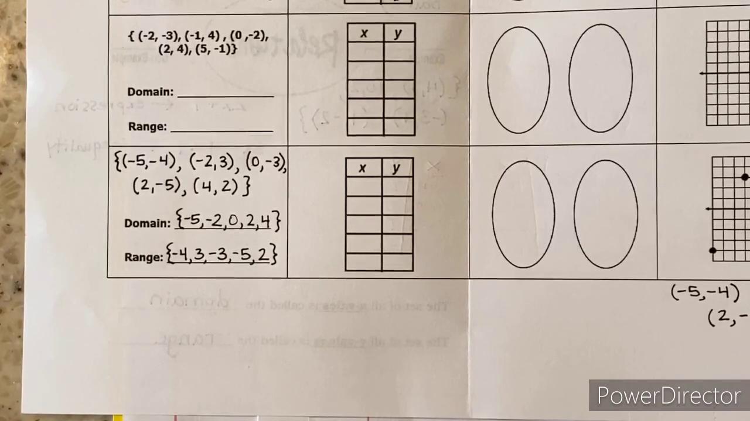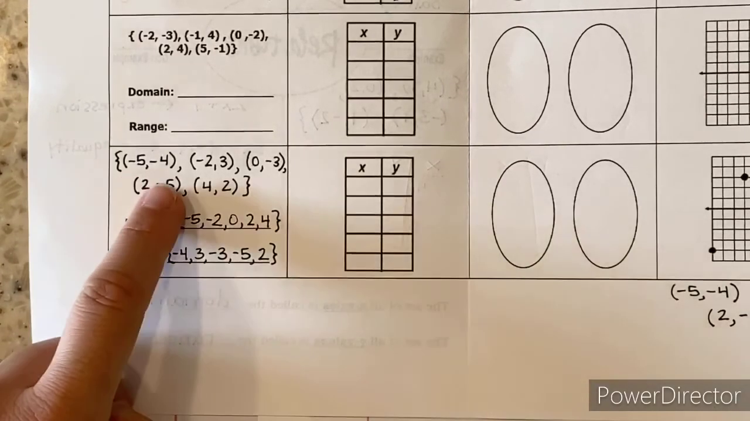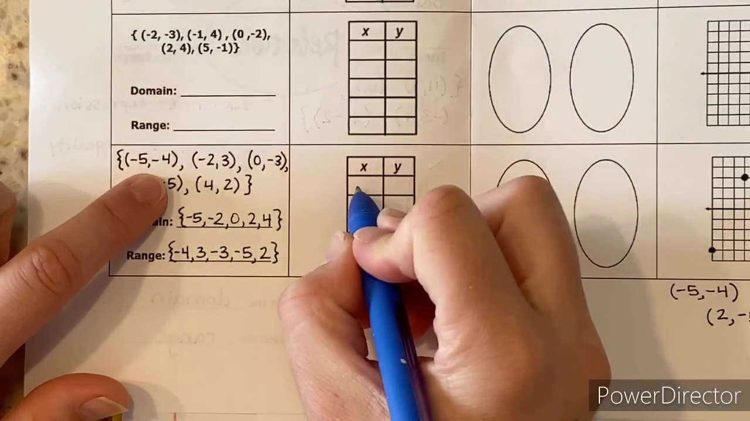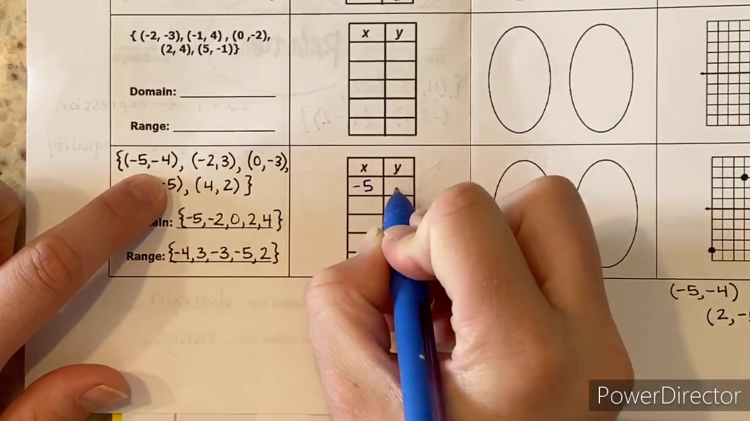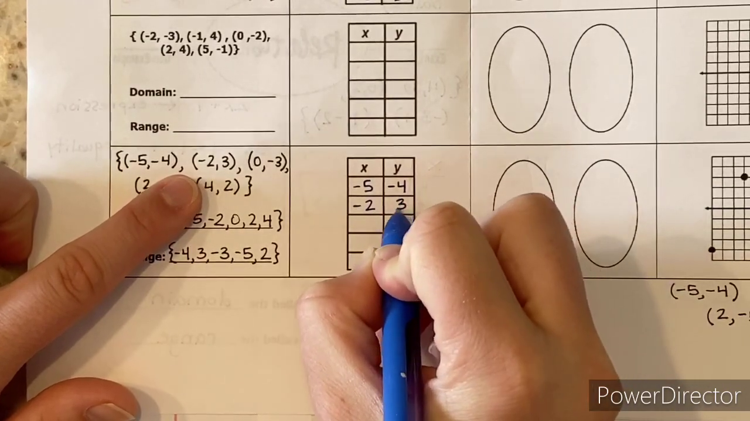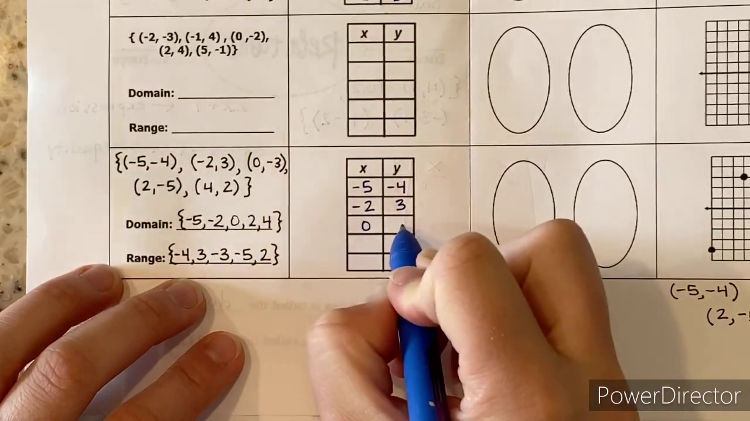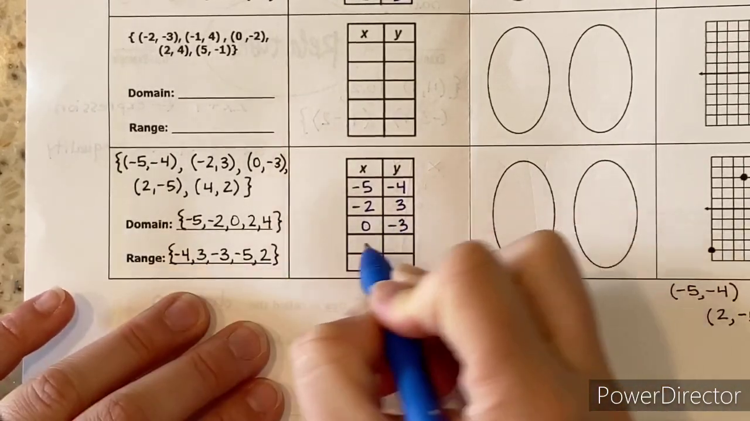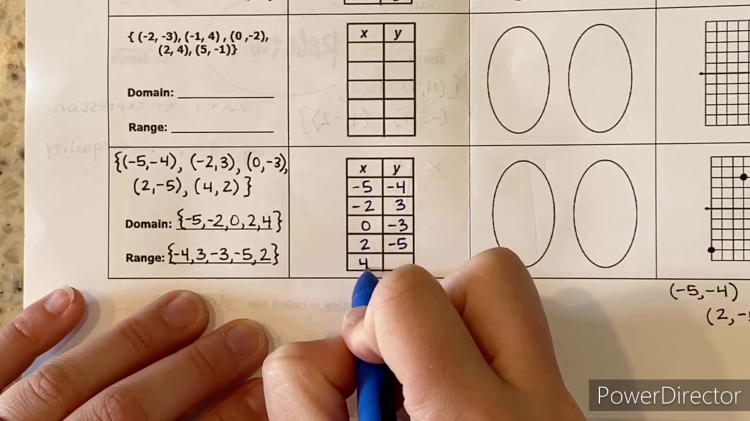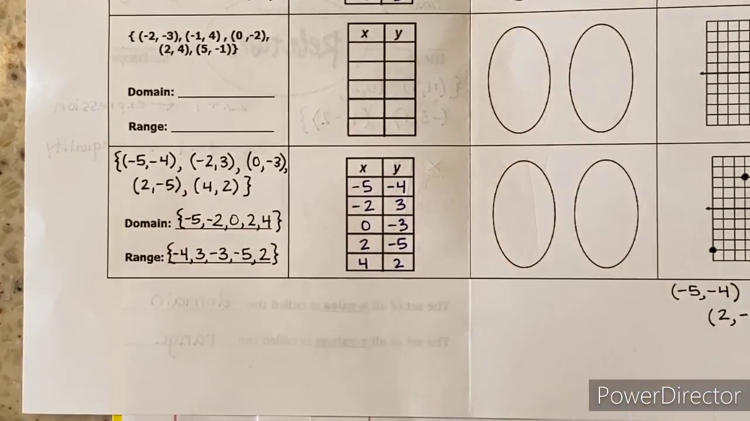Now, make your XY table. You just take these ordered pairs and write them out in the XY table. So negative 5, negative 4, negative 2, 3, 0, negative 3, 2, negative 5, 4, 2. XY table, just write them out.